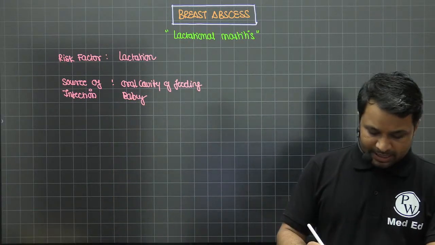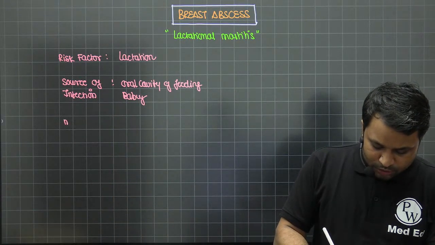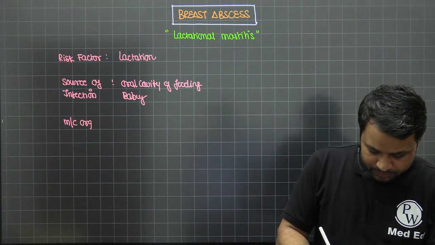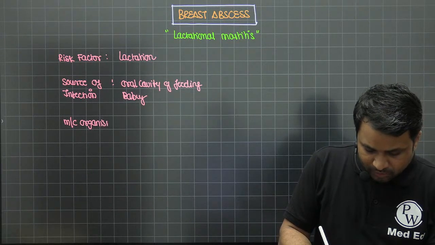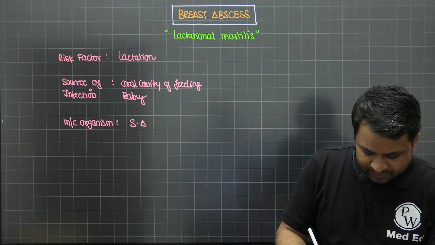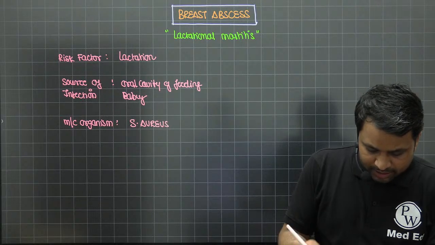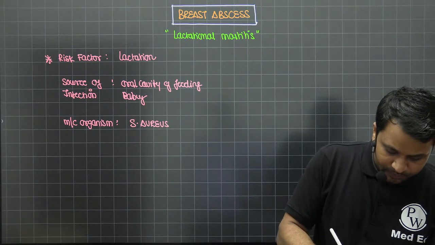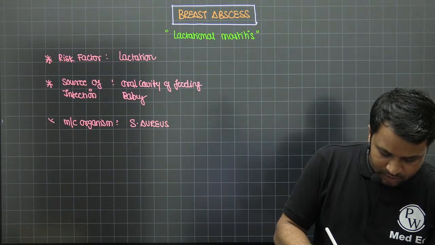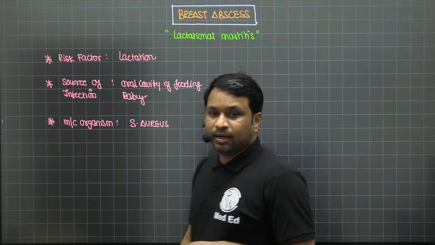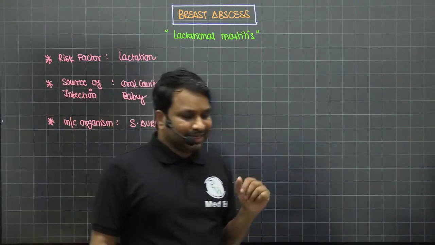If I say what is the most common organism causing breast abscess, it is going to be Staphylococcus aureus, that is your Staph aureus. Right. So these are the baseline data for your breast abscess.